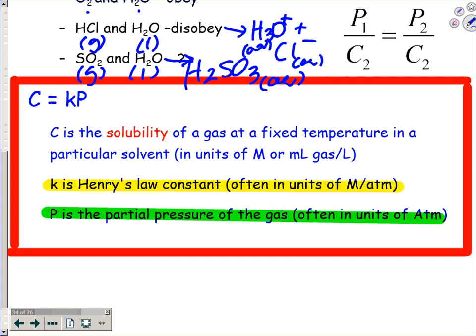What's C stand for? Okay, concentration, right? So C represents our concentration, which is how soluble that gas is. It's usually in molarity. It could be in grams. It could be in milliliters, because we're talking about volumes of the gas per liter. Thank you. And then k is just a constant, little k. We see little k quite often, and note the units for that. And then P is the partial pressure, and for that we would usually utilize atmospheres. Give me a thumbs up when you're there.